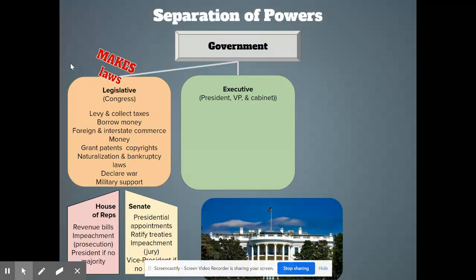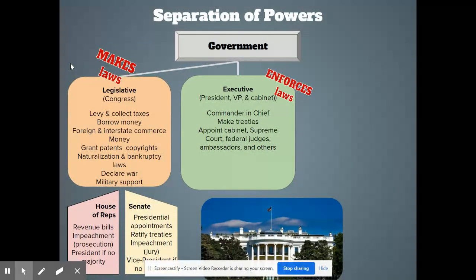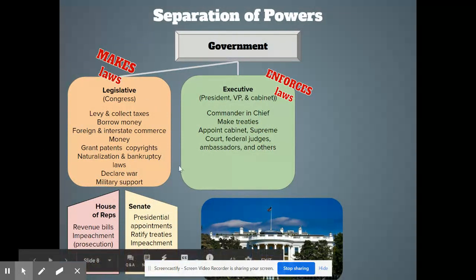Article 2, the second branch of government, is the executive. That's made up of the president, the vice president, and the cabinet. The cabinet is something we'll talk about more when we get into the presidency. Their responsibility is to enforce the laws. The president is the commander-in-chief of the military. The president can make treaties around the world with other countries. The president appoints cabinet members, Supreme Court judges, all federal court judges, and ambassadors. Once again, the president can appoint those, but it's the Senate that has to approve those appointments.